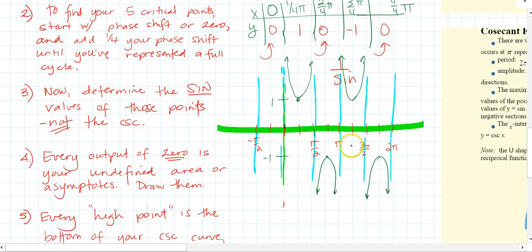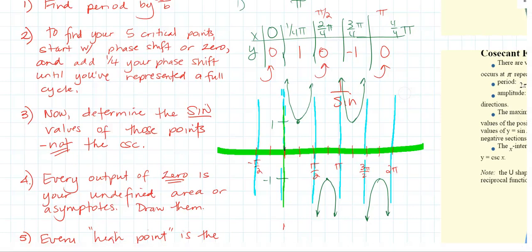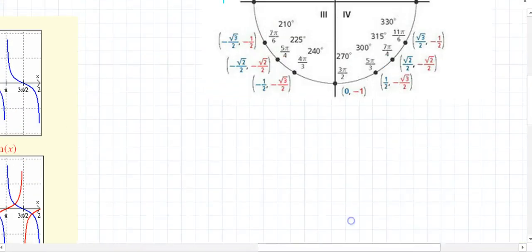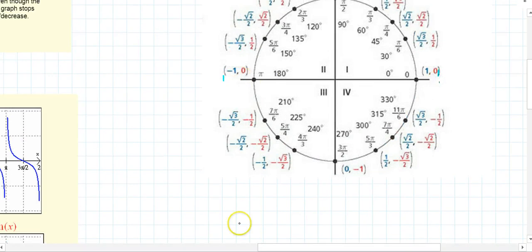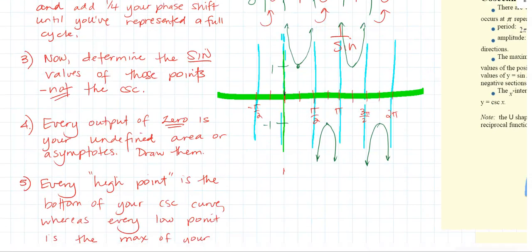So notice that the periods are actually cut in half, because even though it takes 2 pi to get around on the sine values, every pi, here and here, you had an undefined value for your cosecant. So that's how you graph them.